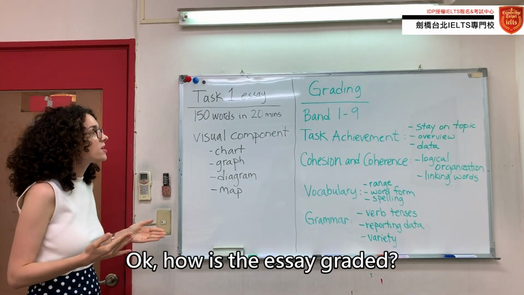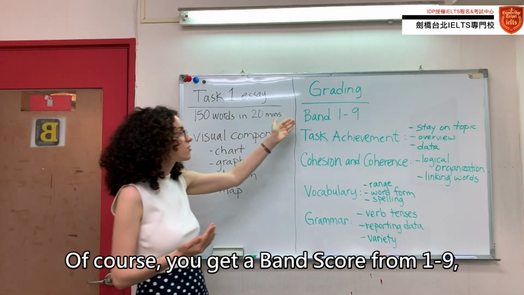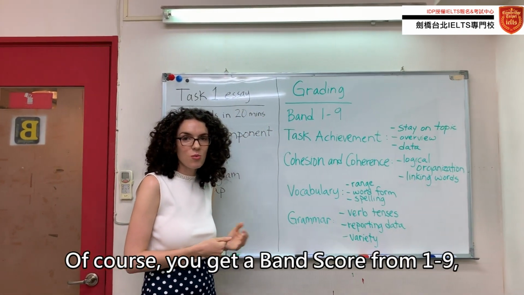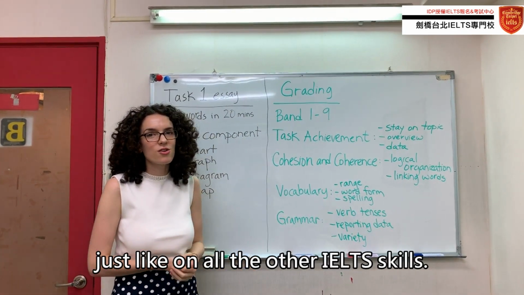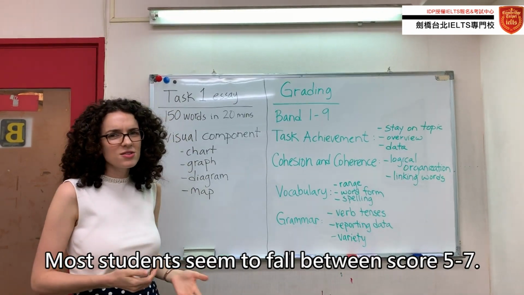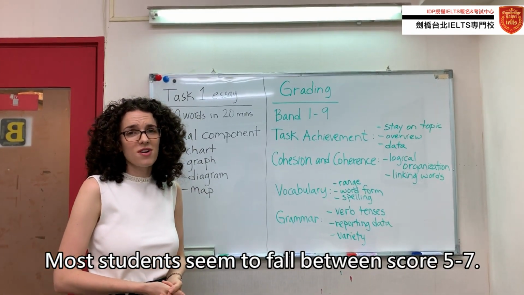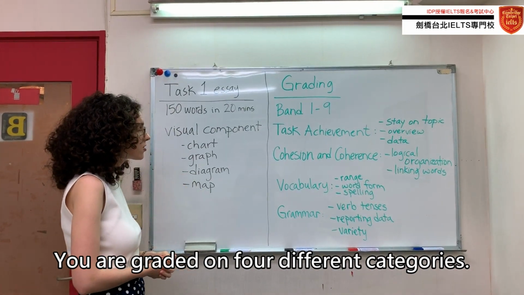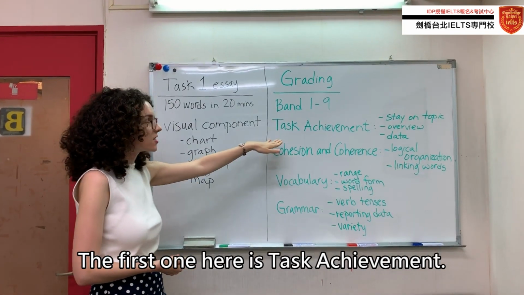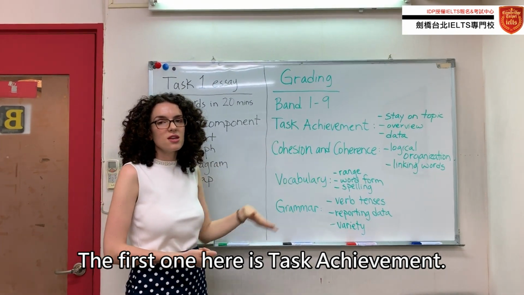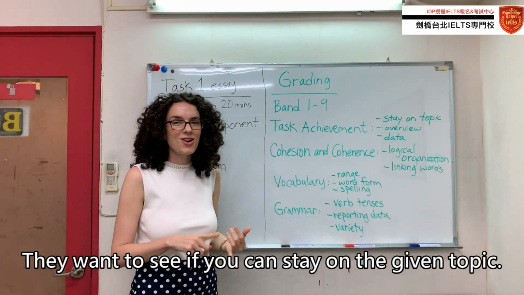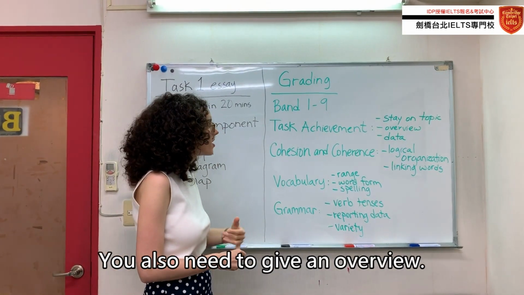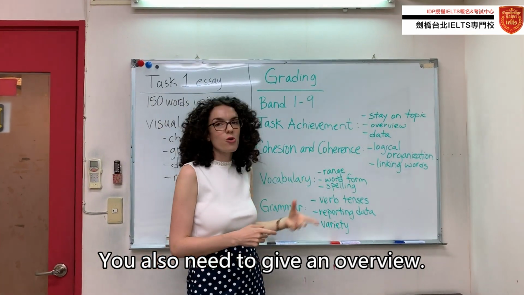Okay, and how is the essay graded? Of course, you get a band score from 1 to 9, just like on all the other IELTS skills. A lot of students seem to fall between score 5 and 7, and you're graded on 4 different categories. The first one here is task achievement. They want to see if you can stay on the given topic. You'll also need to give an overview.